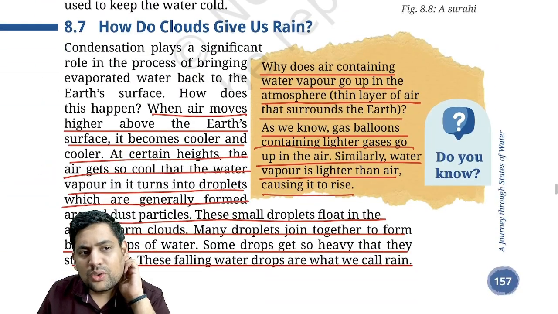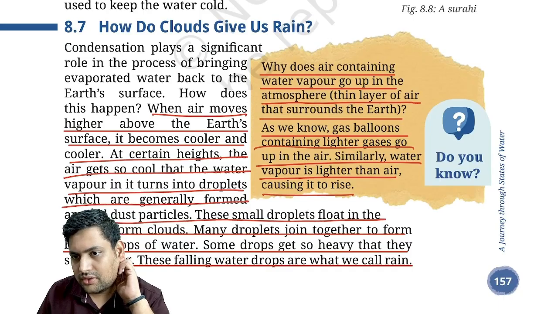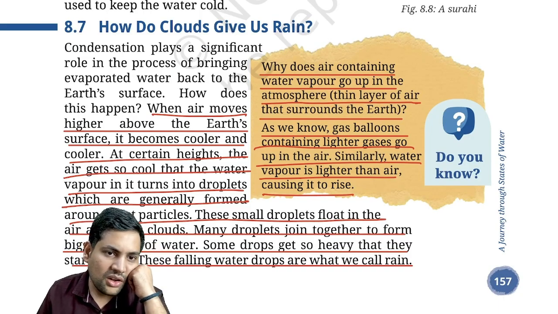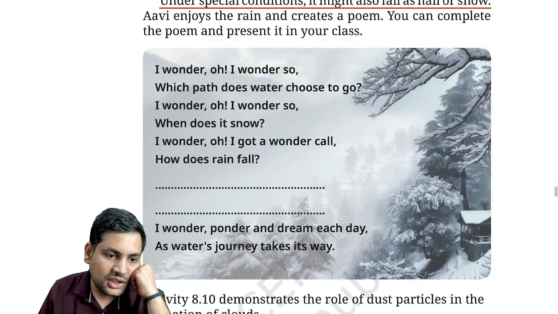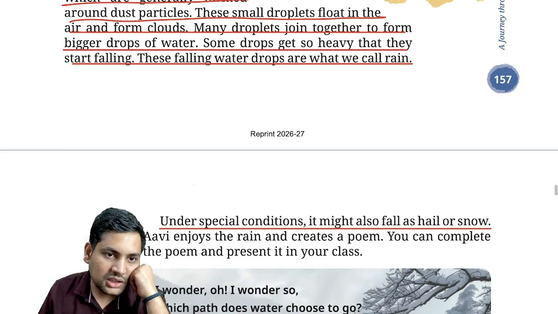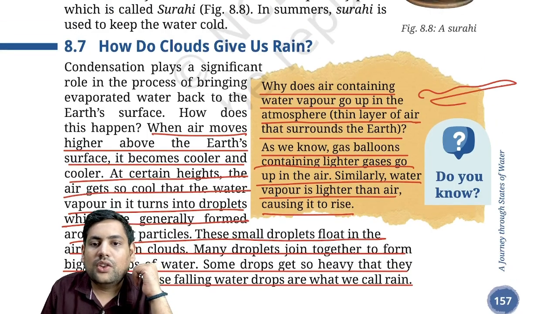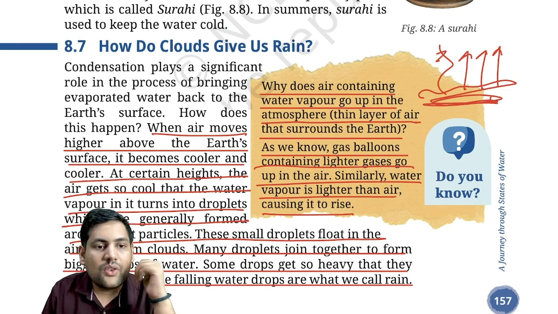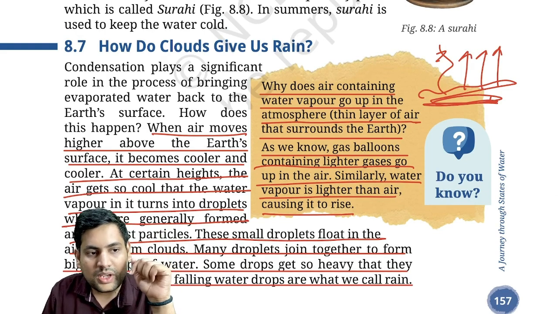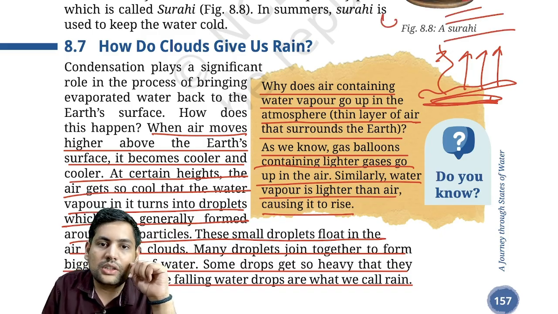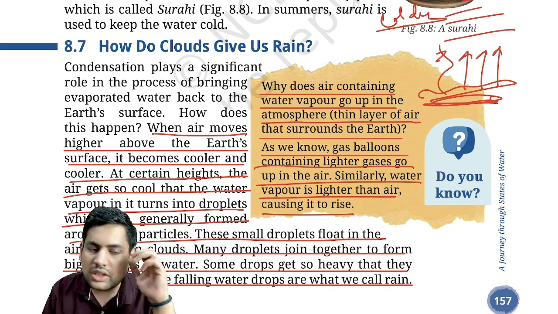Then, how do clouds give us rain? So this is very simple. This is a whole cycle. See what happens, I'll explain the cycle. Very simply, let's say this is a water source. Now, from this water source, water will be evaporated like this. Once water is evaporated, what will happen? As it goes higher and higher above the earth, it becomes colder and colder.